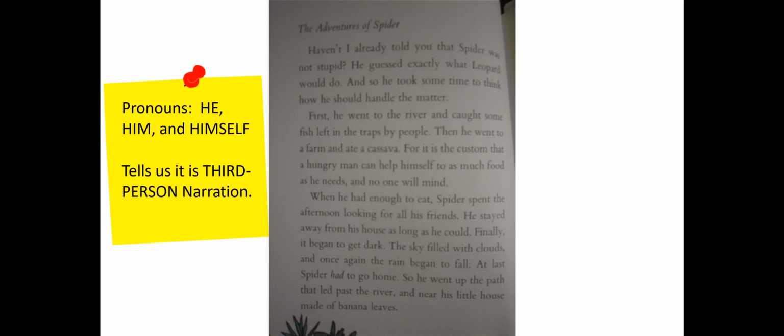So now I'm also seeing clues in this, like pronouns: he, him, and himself. So I'm hoping that you guys all thought it was a third-person narrator. The narrator is looking into the story and telling you all about the leopard and the spider and all about the other characters. He is not part of the story.